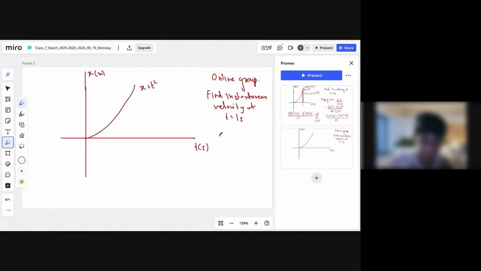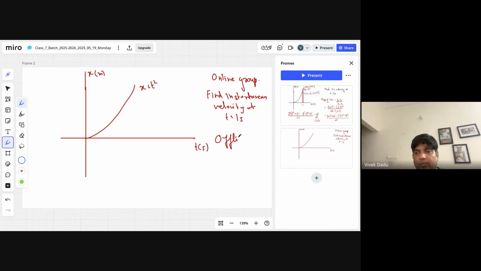Yes, sir. And the offline group, find the instantaneous velocity at t equal to 2 seconds.